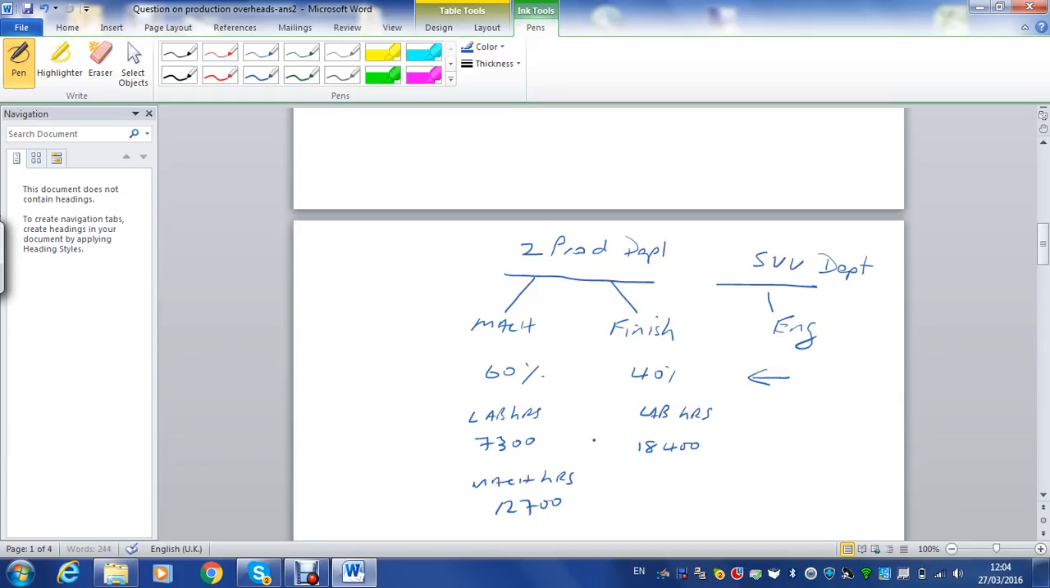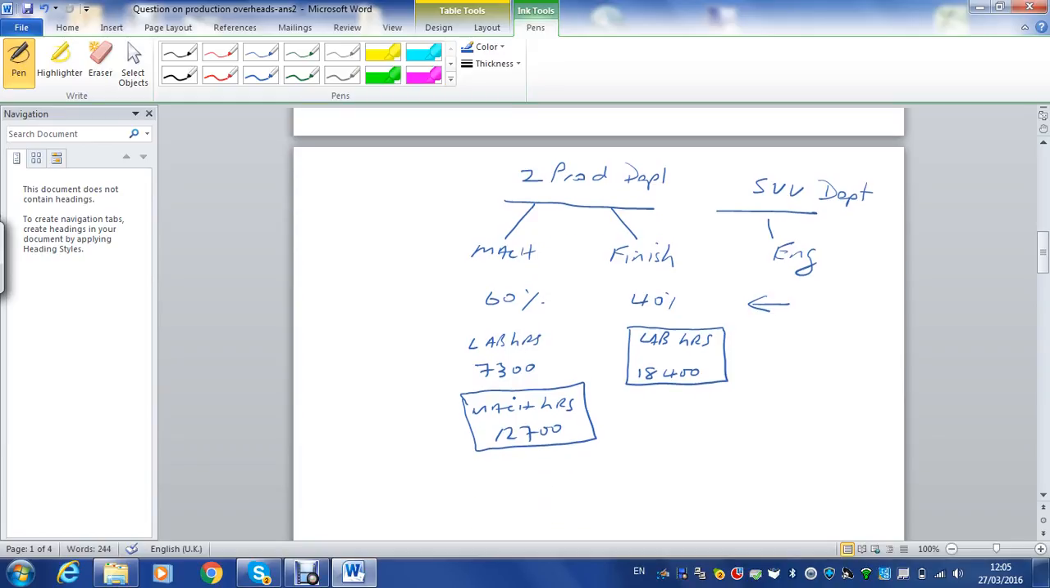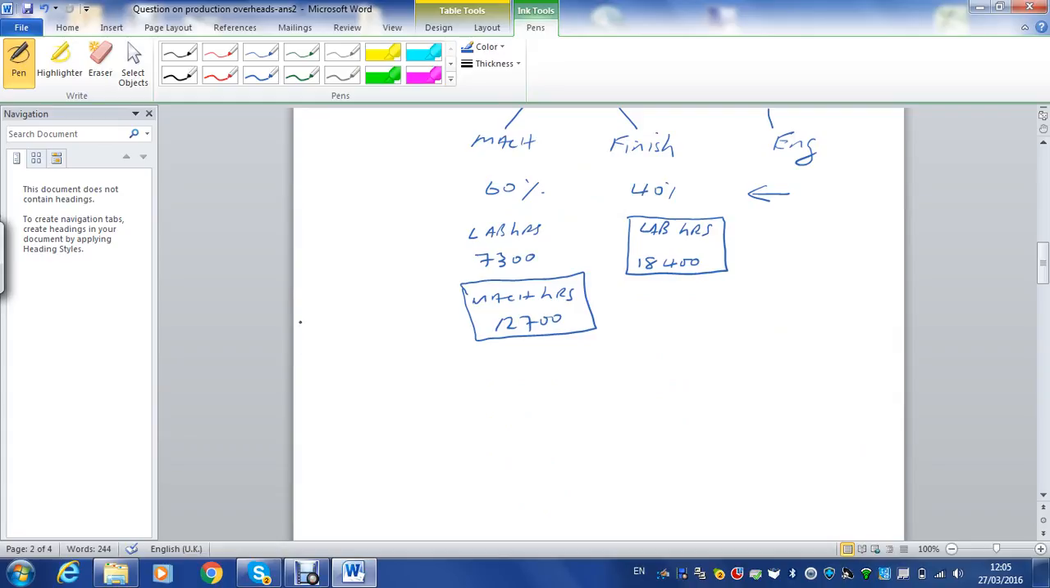At this point, if we read the question again, it is asking for the overhead absorption rate for the production departments. The direct labour hours is for finishing, so this is obviously relevant, and the machine hours for the machine department. So for part A, these two are relevant. We now do the allocation.